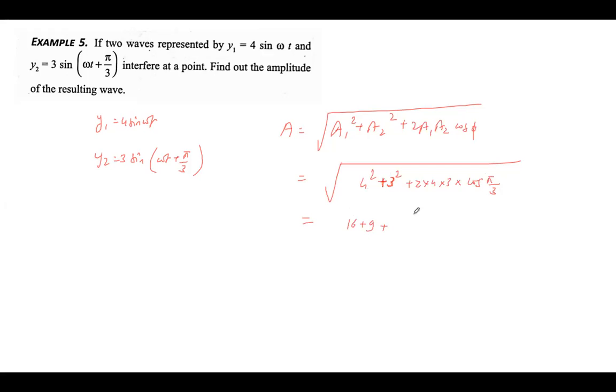16 plus 9, 24 into cos 60 degree 1 by 2. So this is 25 and 12, 37. Root 37. 6.08. Clear बच्चों? Yes, sir.